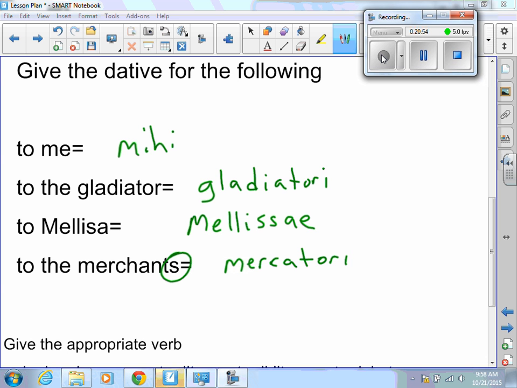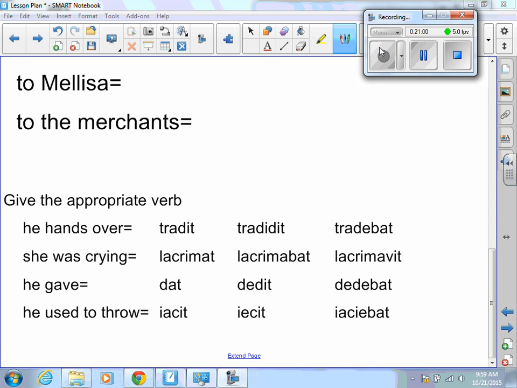Lastly, you should be able to take the English "he hands over" and give me the Latin form of the word. What tense is it? Hands over is present tense. So I use tradit because it is using the present stem. Tradidit has the perfect stem, so I don't want to use that. Here I have the imperfect, so I don't want to use that. The correct answer is tradit.